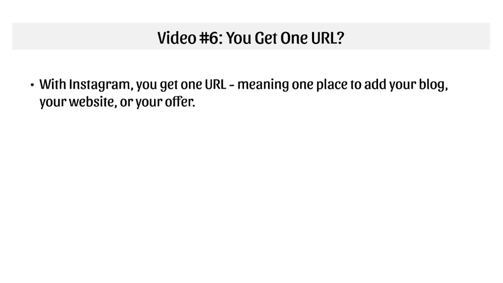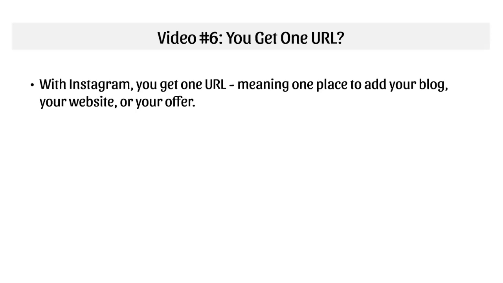So the reality with Instagram is you get one URL, meaning one place to add your blog, your website, or your offer. It's not like Facebook where you can create a post every single time and put a URL directly to your offer. You get one URL, so you've got to choose it wisely. So the question is, what URL should you use? In this particular video, I'm going to talk briefly about the concepts, the fundamentals, and then I'm going to go to Instagram.com and I'll show you what we're looking at.